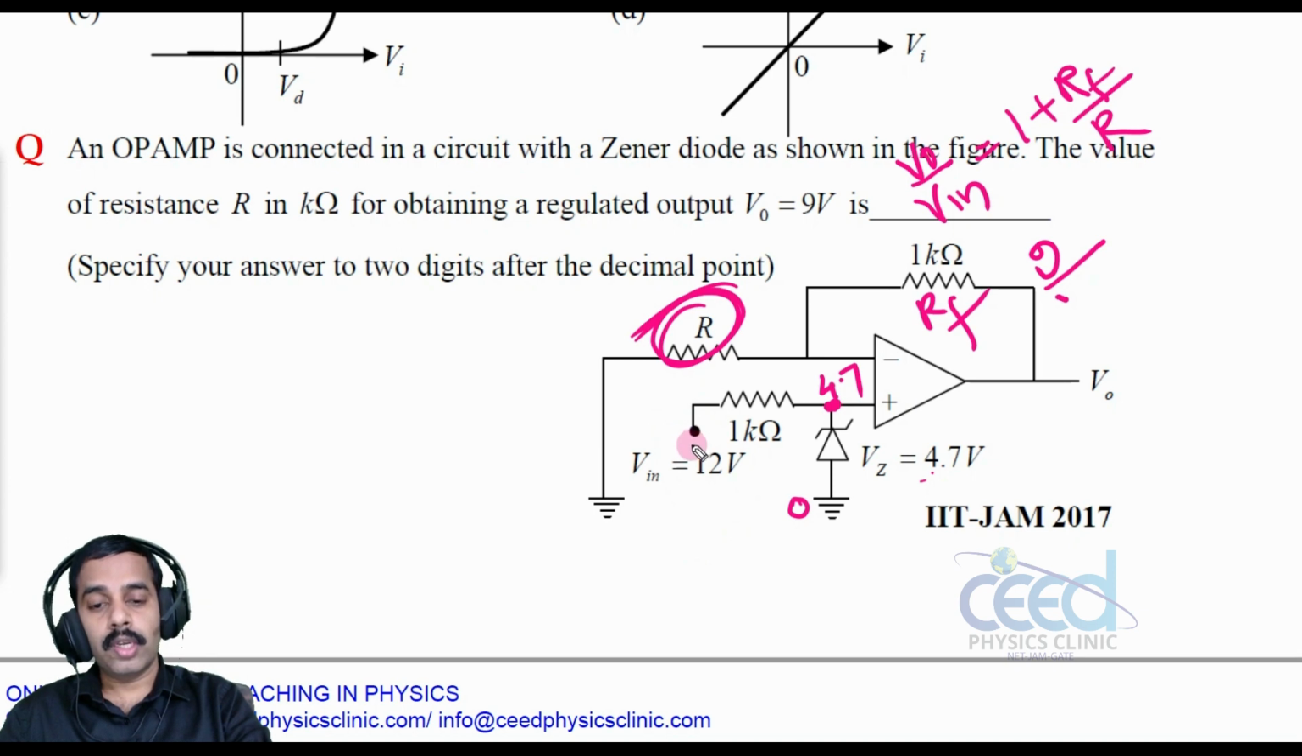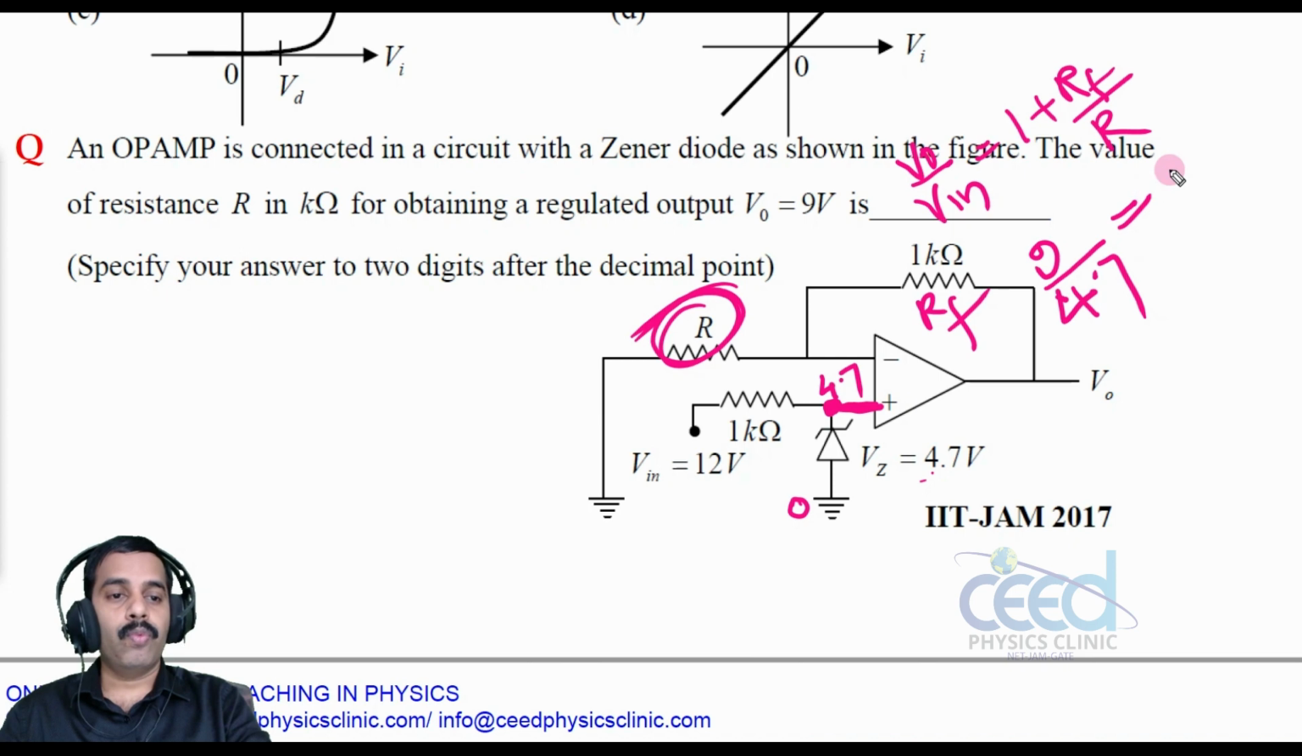This is the input voltage, but our input voltage is not this, because the voltage that we are going to provide at the non-inverting terminal is this voltage here, 4.7. That is very important. So 9 by 4.7 is equal to 1 plus RF, which is 1 kilo, by R, that is 1 by R. All right, now we can solve this.